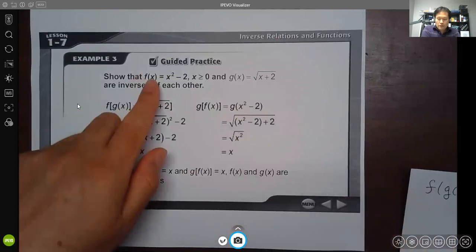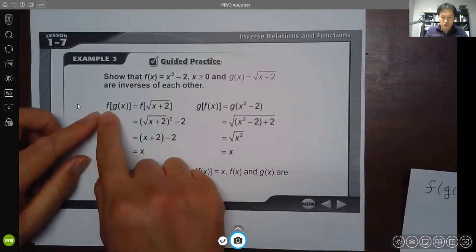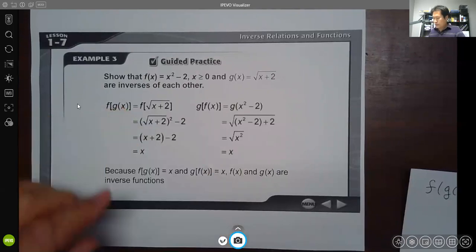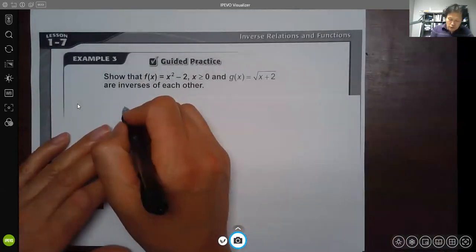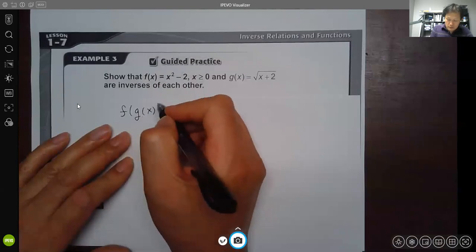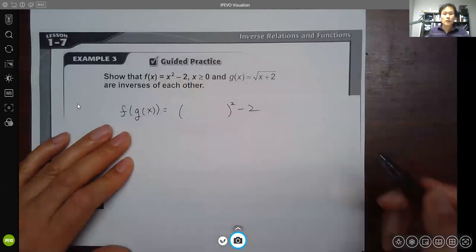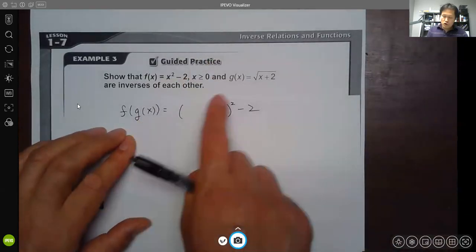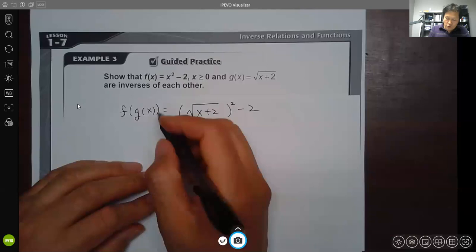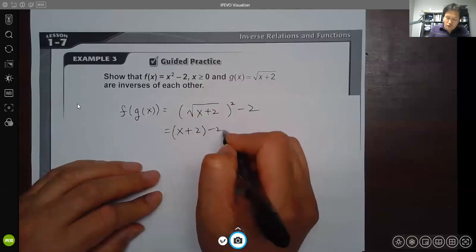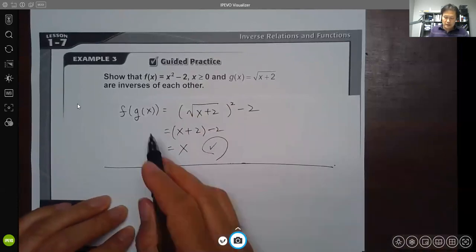Okay, so show that f and g are inverses of each other. What do you do? You have to do f of g of x. If I show you f of g of x, f is a structure. F is what? Right here. So set it up, f like that, g you plug it in. Then what? Square root disappears. So x plus 2 minus 2, plus 2 minus 2 disappear. Check mark. That is x.